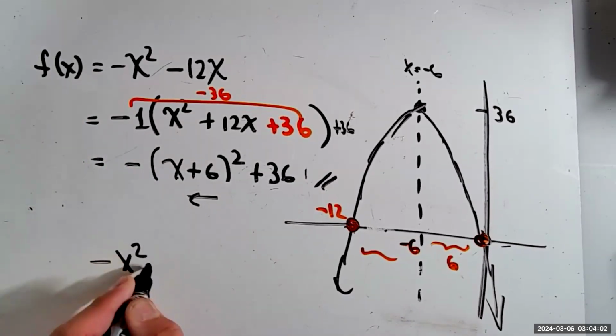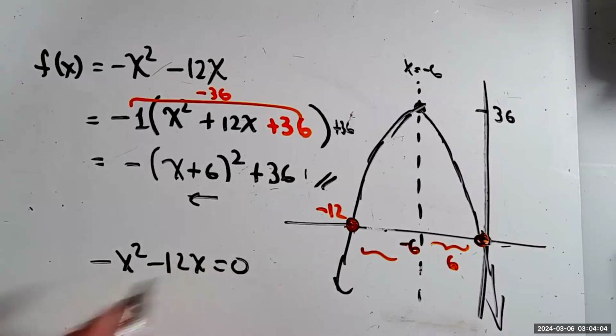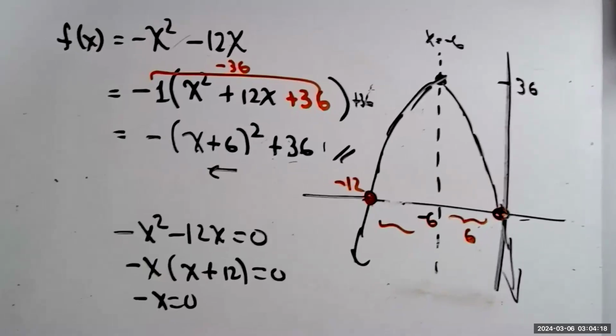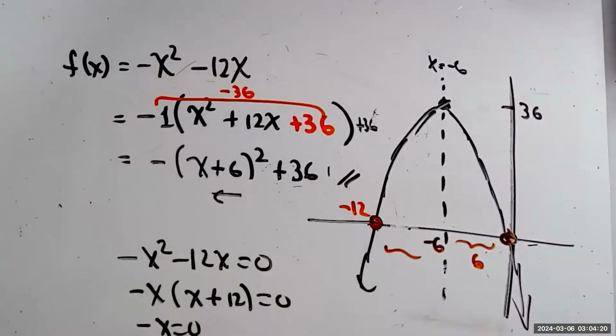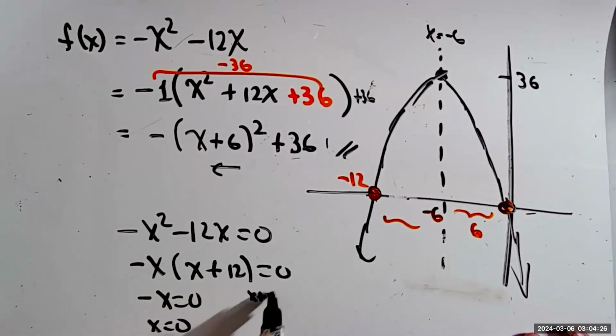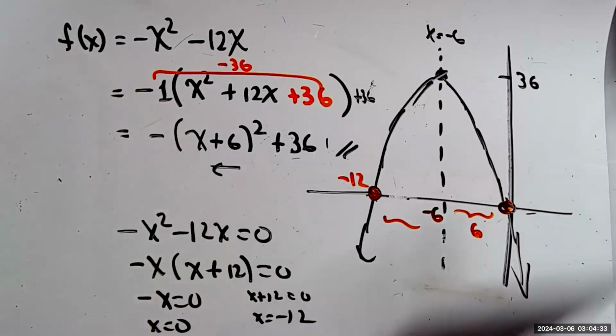Which, of course, we know in this case is better just to use the original. When I have minus x squared minus 12x equals 0, I can factor out negative x. That will be negative x times (x + 12) equals 0. So negative x equals 0, so x equals 0, and then x plus 12 equals 0, so x equals -12. And that was easy just to use the original.